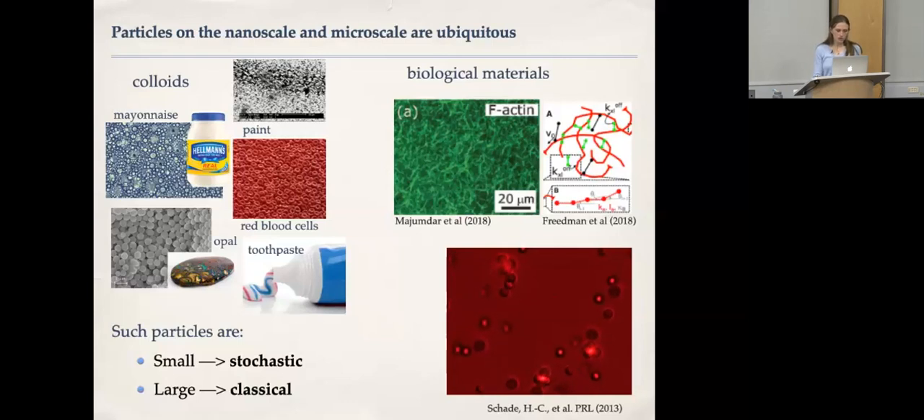These particles are also large in the sense that they're larger than atoms. And in particular, they're large enough that we can treat them classically using classical methods. We don't need to go to quantum mechanics to describe how the particles interact.